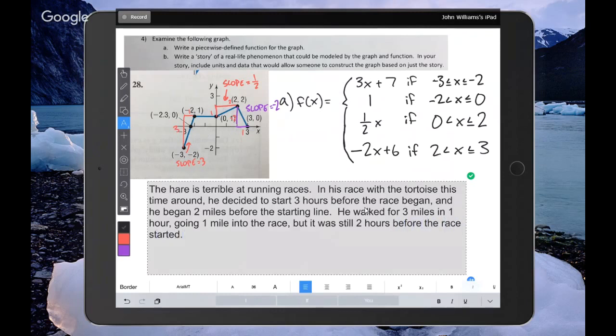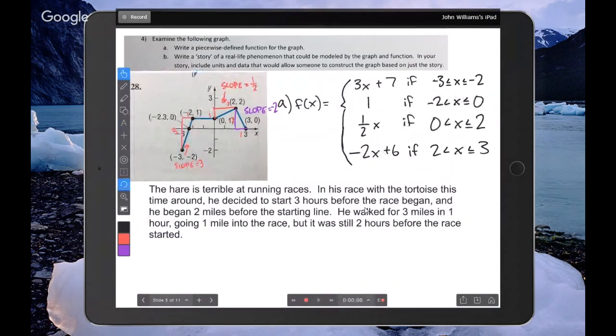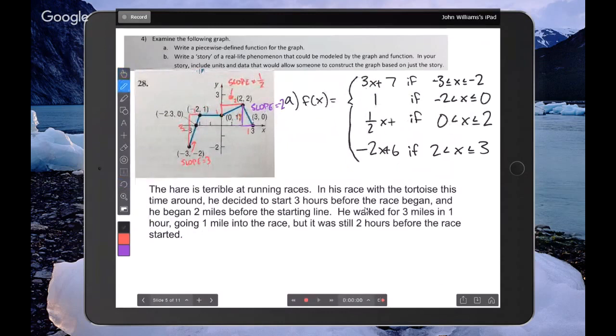Why does the third one not have a y-intercept? Oh, thanks, Michelle. A half x plus 1, right? What was I doing? There it is. Y-intercept, right there, 0, 1. Good catch. To the y-intercept, that's why.